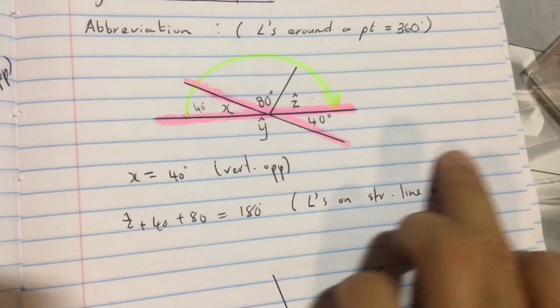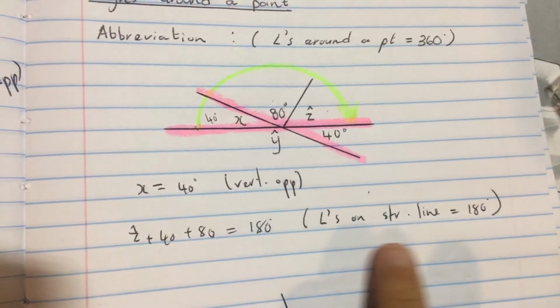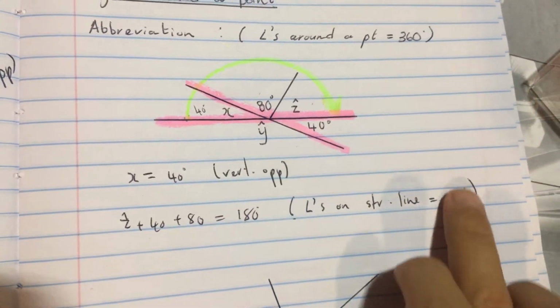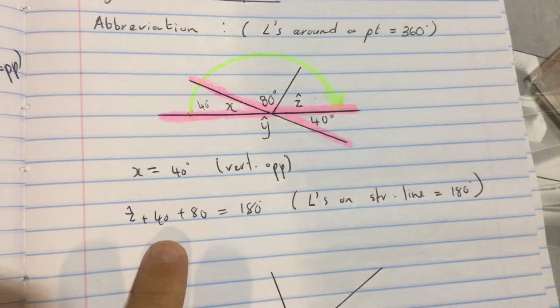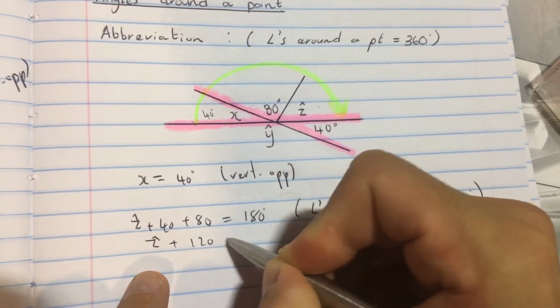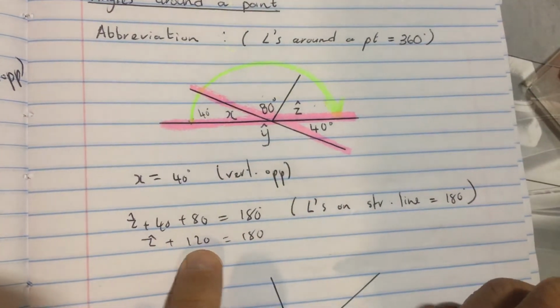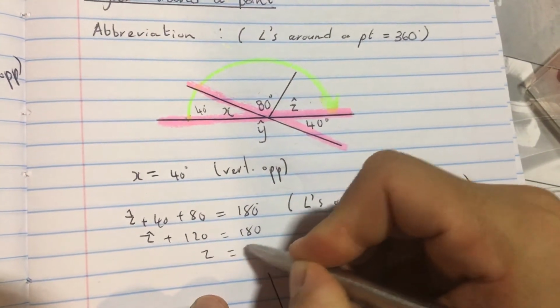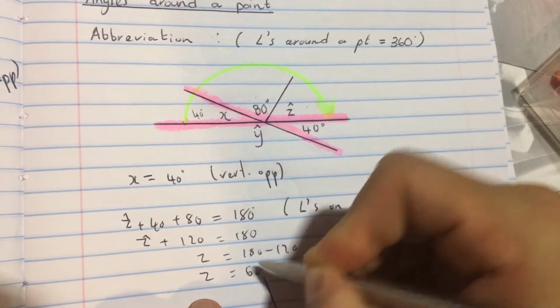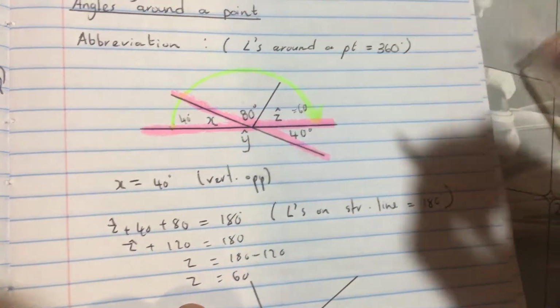Okay, so here's a new abbreviation, kids. You have to make sure you get this one over here. You have to add this in. So remember, it's also new. Angles on a straight line, 180. So it's Z plus 120 equals 180. What must I do with 120? Take it over. Z is equal to 180 minus 120. Z is equal to 60. So I have this is equal to 60 now.